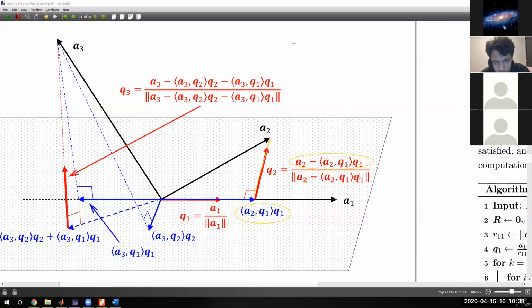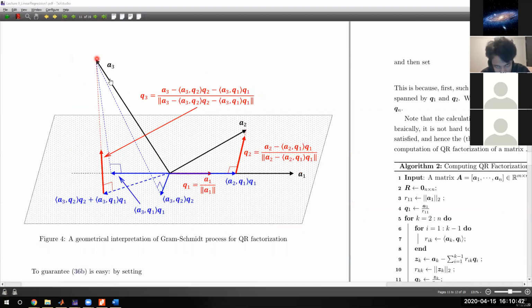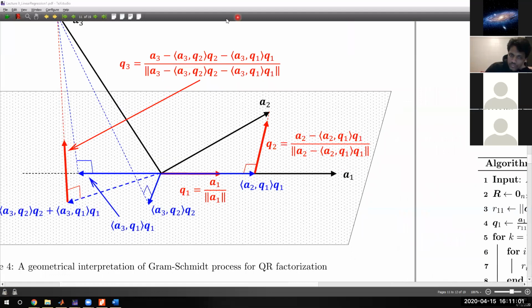Now let's see how to do Q3. Exactly the same. First of all, I have A3. Again, this is 3D, okay? A3 is not on the plane. A3 is something tall, outside. The A1, A2 is a plane. A3 is something vertical, in the Z direction, something like this. So what I'm going to do is first project A3 onto Q1. Q1 is this direction.